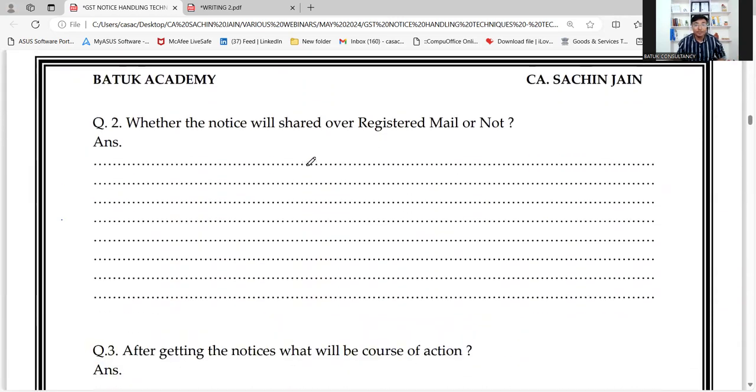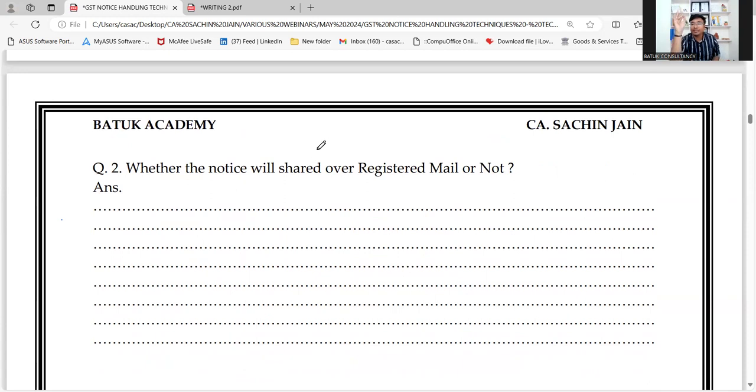Now, whether the notice will be shared over registered mail ID or not, this is my question to all of you. Whether the notice is shared over mail ID or not, related to ASMT 10, related to assessment of unregistered person, related to non-return filers. Okay, so the point is that departmental authority will not issue this particular mail to registered mail ID.